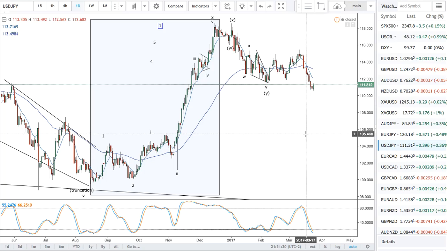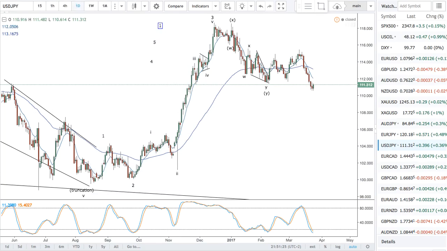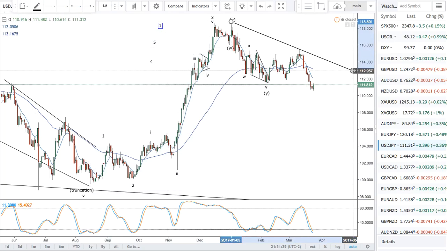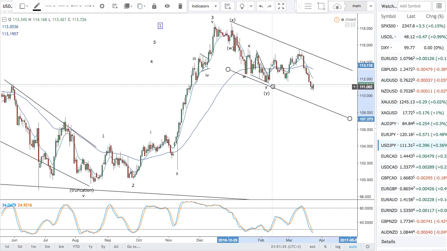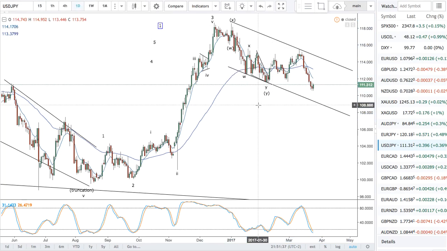The next move up will tell, but what I'm looking at right now is that this is corrective, most importantly. I'm going to look at this as some type of channel, possibly a channeling correction. We're not quite there yet. I'll go over this section first, and then I'll deal with the rest.